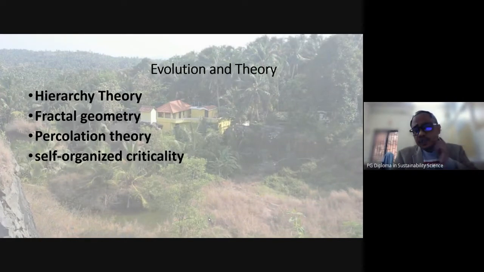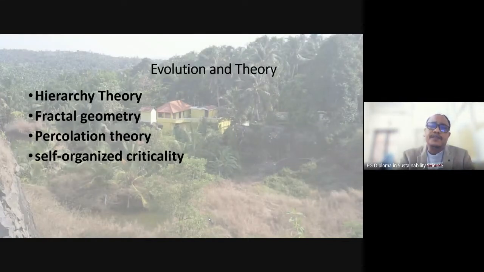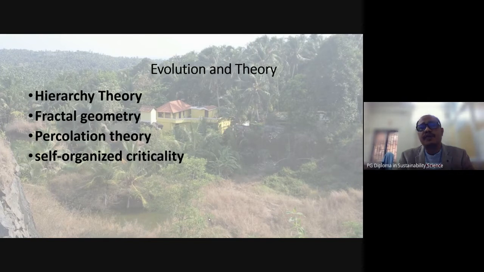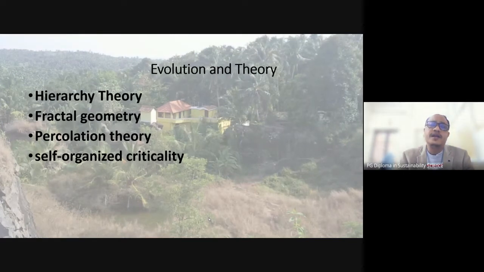Then coming into the theory, there are different theories in landscape ecology. If you look at the 1980s, when expert academics in the field of landscape ecology were thinking, their thinking was in a different way. But at the same time, as it grew from the 1980s onward, they looked at natural phenomena in a different way, where landscapes are interacting and different components are interacting. A few of those landscape theories are hierarchy theory, then fractal geometry and percolation theory, and self-organization criticality.